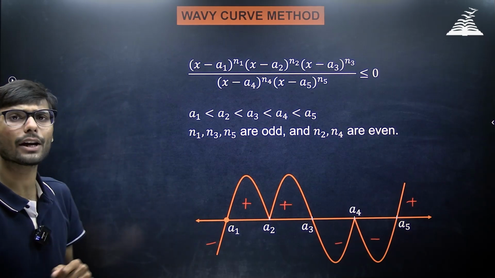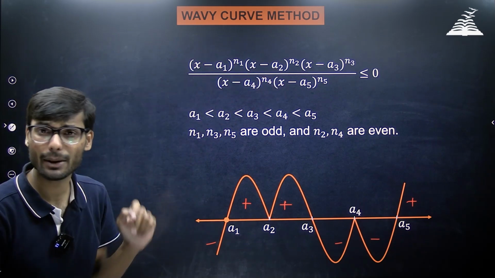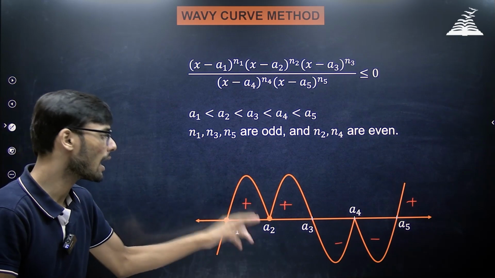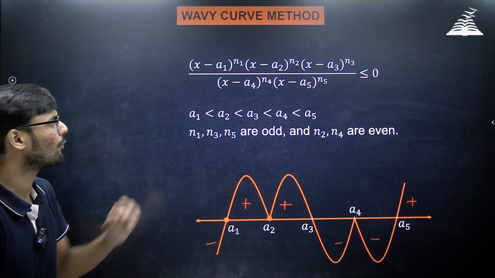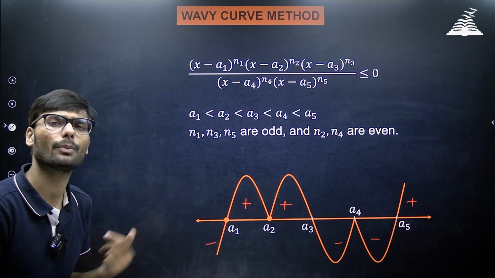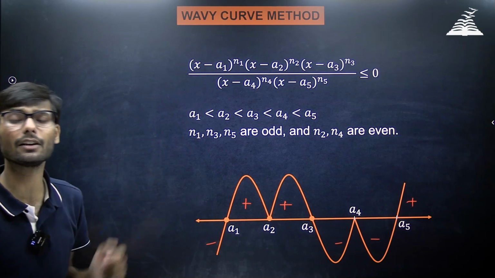What about A2? Can x be equal to A2? If x is equal to A2, the numerator again becomes 0. So we can include that in our answer. Again, a solid circle at A2. What about A3? It's also in the numerator, so it will make the numerator 0. So a solid circle at A3. What about A4 and A5?